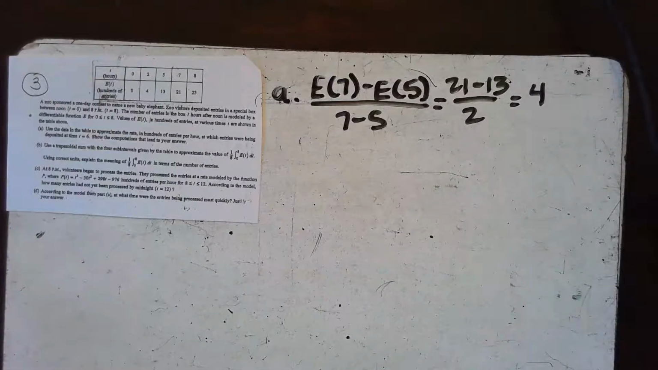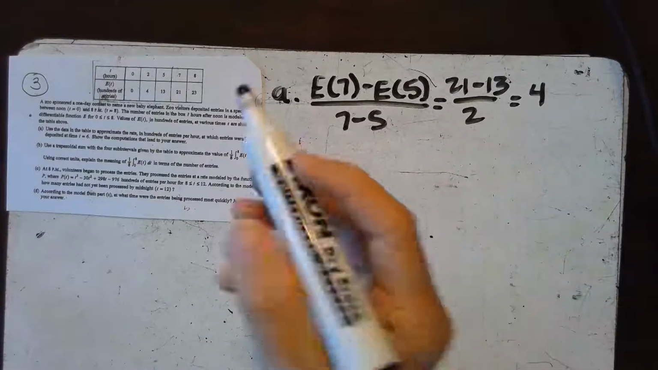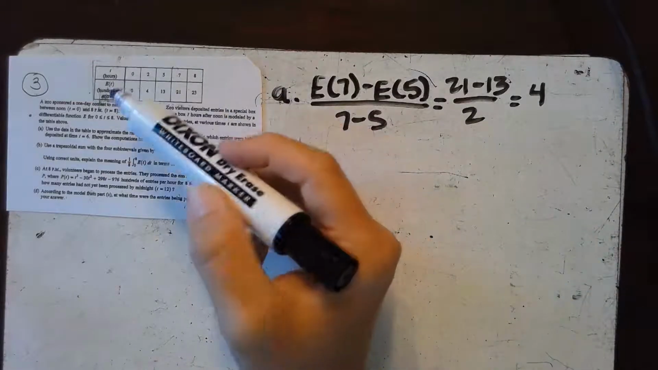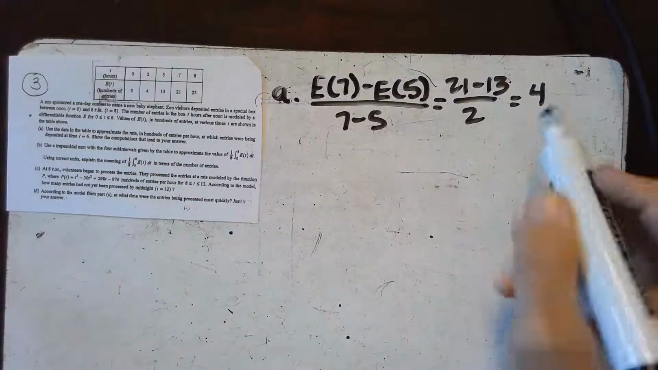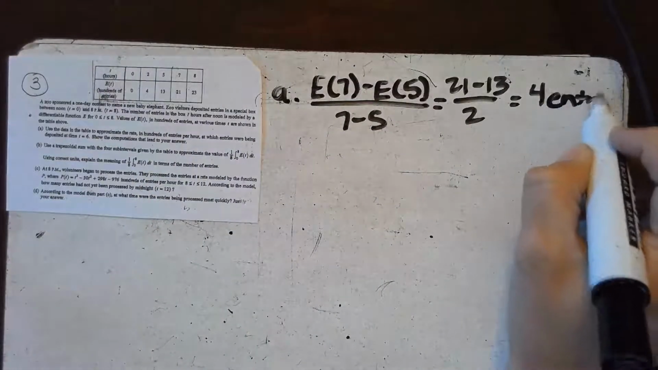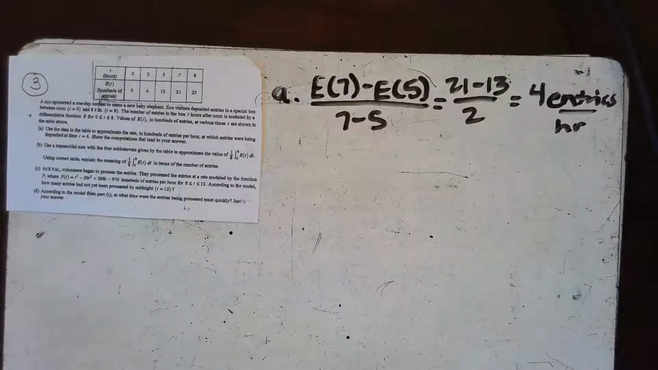Now, sometimes they tell us to make sure you put the units, and it doesn't show here. It does say show computation, so make sure you show your work. If I were to do units, notice I put the E of t over t. It's going to be entries over hours, entries per hour.